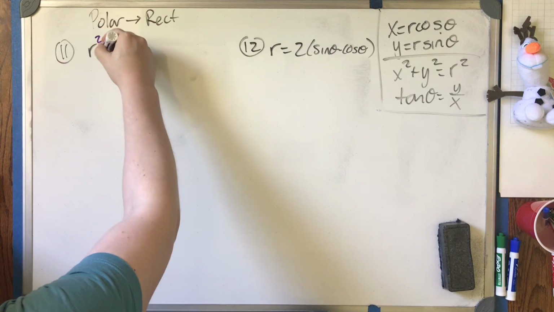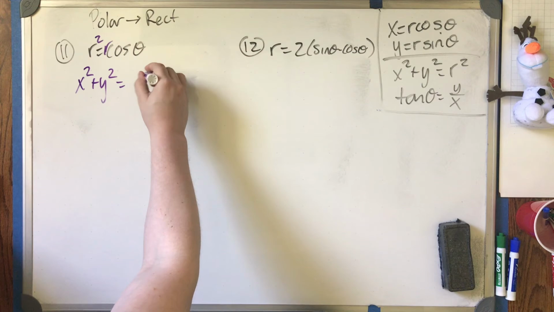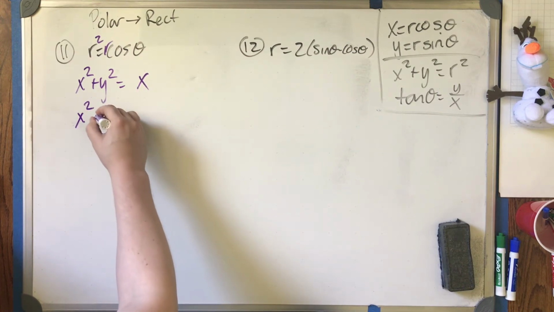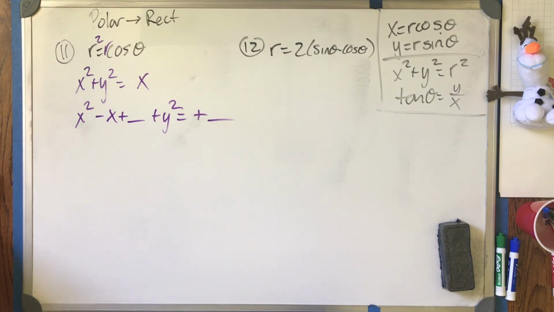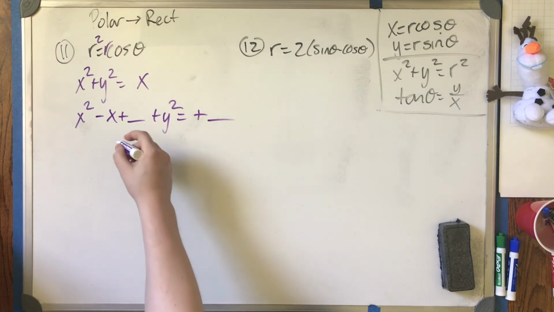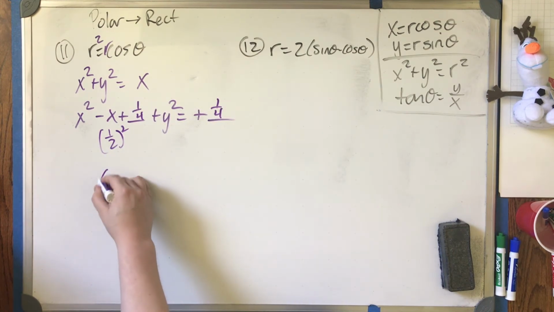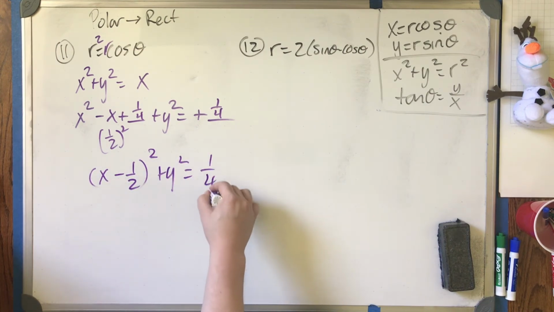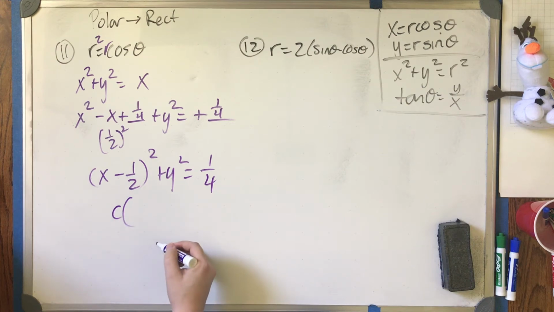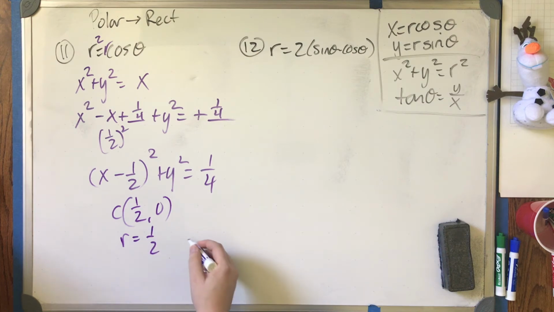11, just multiply everything by r, replace the r squared with x squared plus y squared, replace the r cosine with an x, and then we just have to complete the square. So I'm going to have a minus x plus something plus the y squared equals plus something. Fractions. So this is going to be 1 over 2 squared. That's 1/4. That's 1/4 over here. So I'm going to have (x minus 1/2) squared plus y squared equals 1/4. So it's going to be a circle with a center of (1/2, 0). It's going to have a radius equal to 1/2. Wasn't that terrible, I guess.